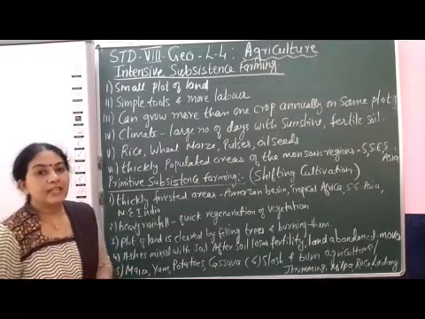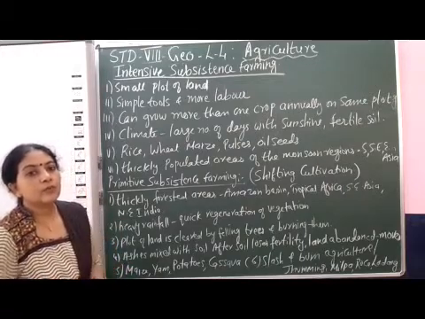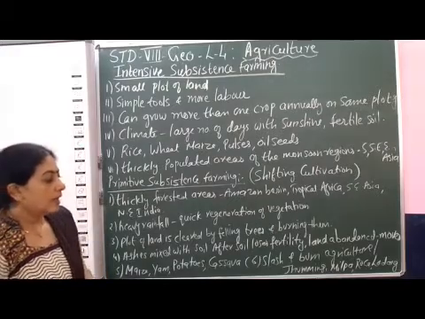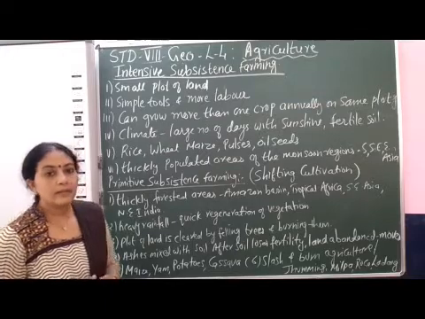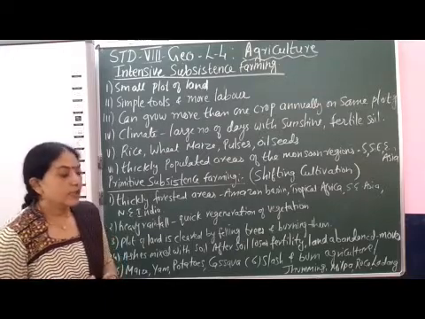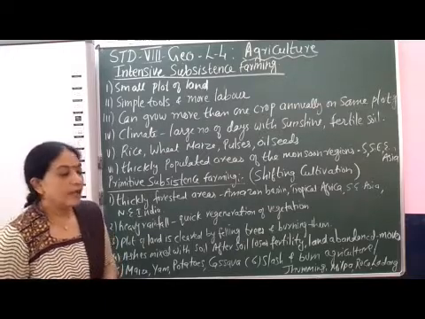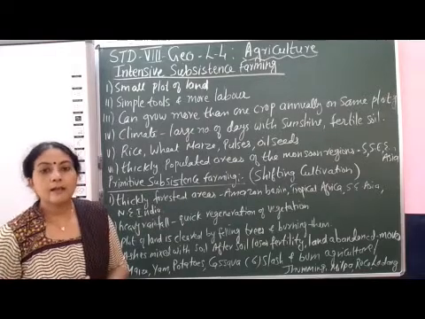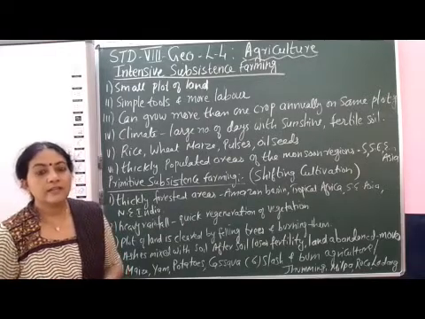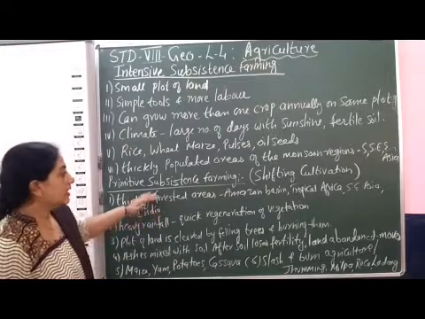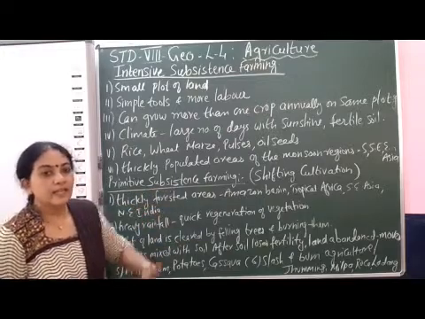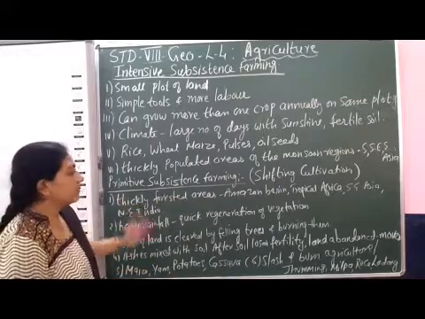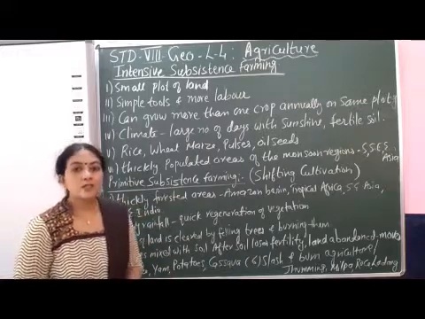But in different areas, it is also known by different names. Like it is called jhumming in Northeast India, milpa in Mexico, roca in Brazil, and ladang in Malaysia. So it has different names in different areas. So this is one type of primitive subsistence farming, that is shifting cultivation. In the next video, we will see the next type of primitive subsistence farming, that is nomadic herding.